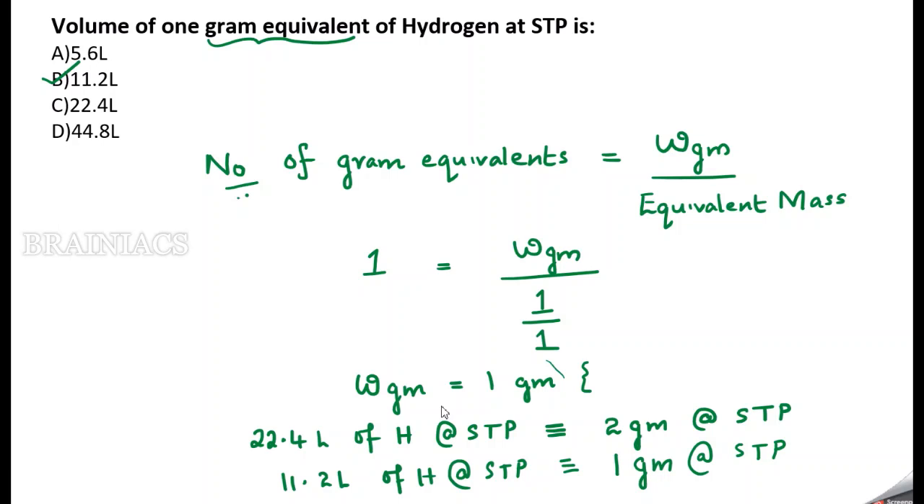Okay, so what is the strategy we have used here? We have calculated the weight in gram that is occupied by 1 gram equivalent of hydrogen. So 1 gram equivalent of hydrogen will have a mass of 1 gram. Then corresponding to this 1 gram, we have calculated the volume it occupies. So we have got the answer, 11.2 liter. Okay, so this is the way we need to handle questions of this nature.